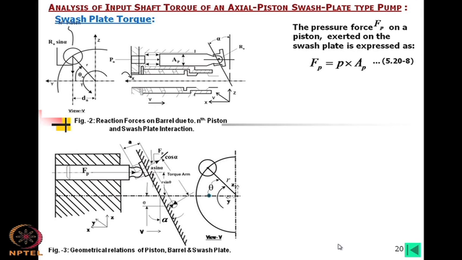Now, let us calculate the force. We will now consider the swash plate torque. Here we consider the pressure, so we consider a force AP along the pistons. This is simply the pressure times the area of the piston. Okay.